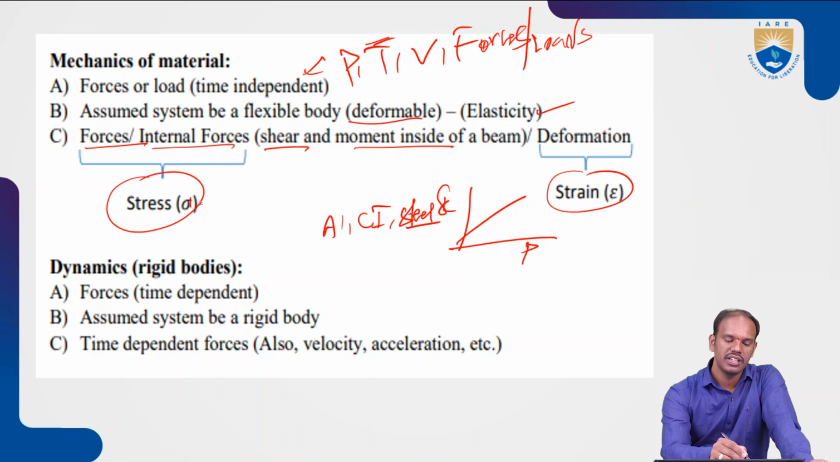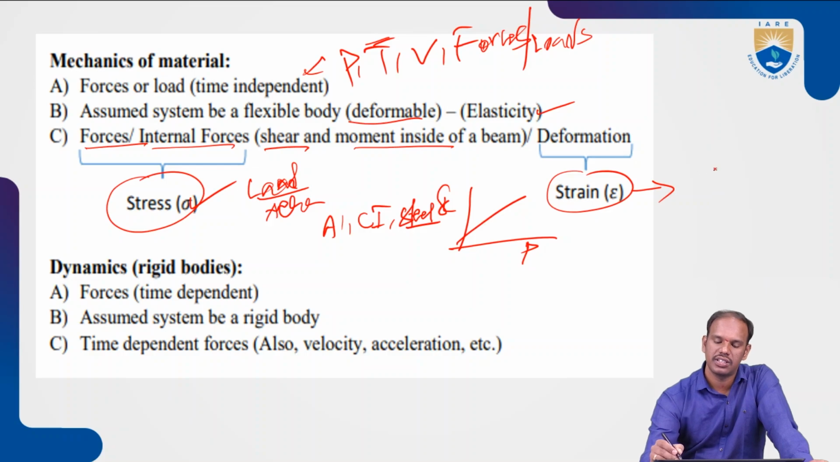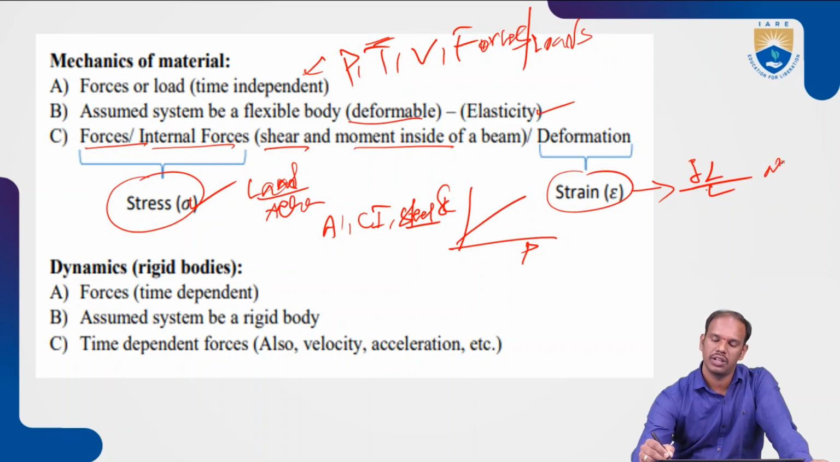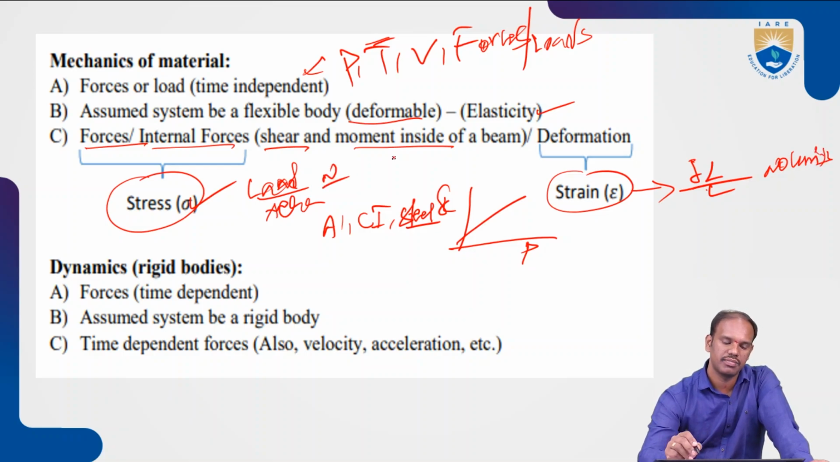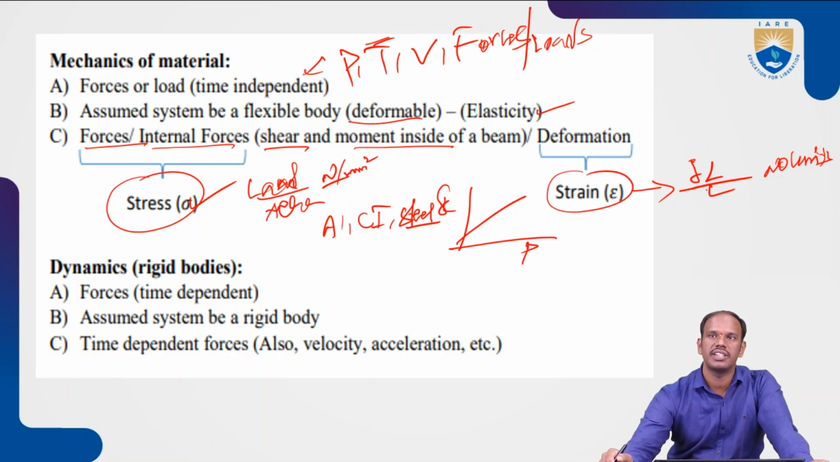So we can see there are stresses. Stress is nothing but load by area. And strain is nothing but, sorry, strain is nothing but change in length by original length. Change in length by original length we call strain. There are no units for strain. For stress, it is newtons per mm square, right?